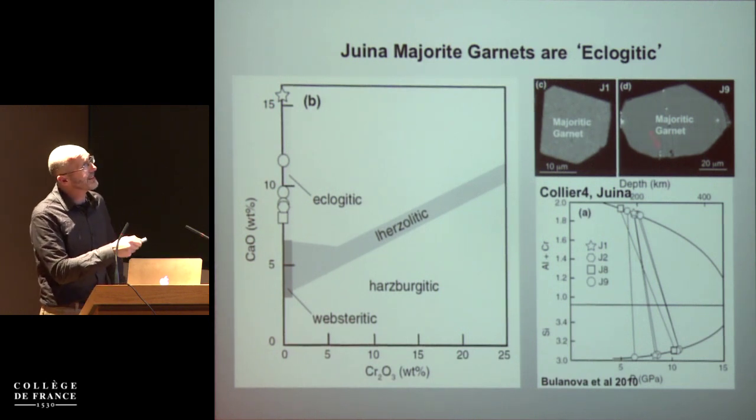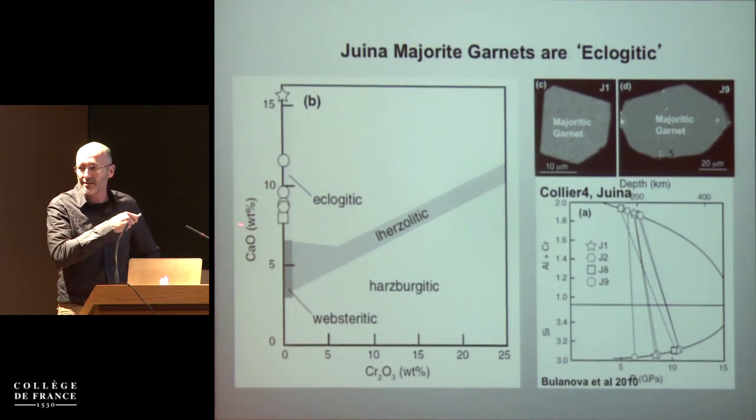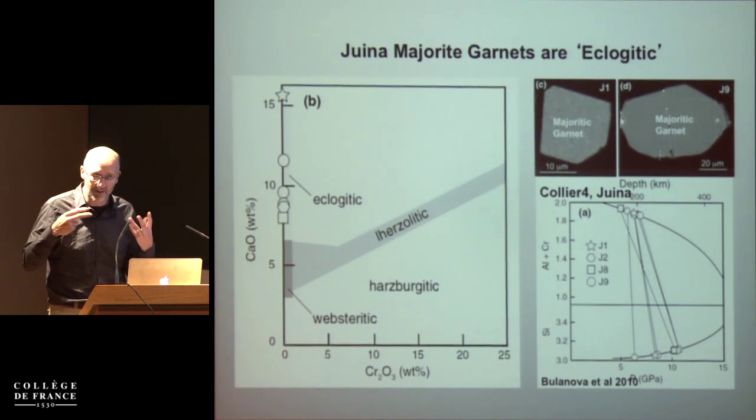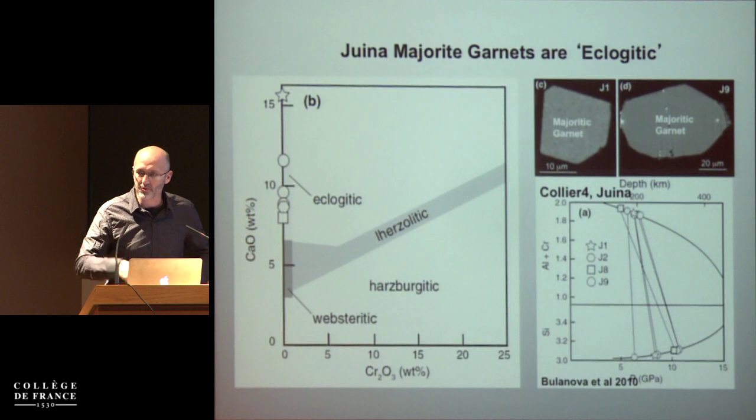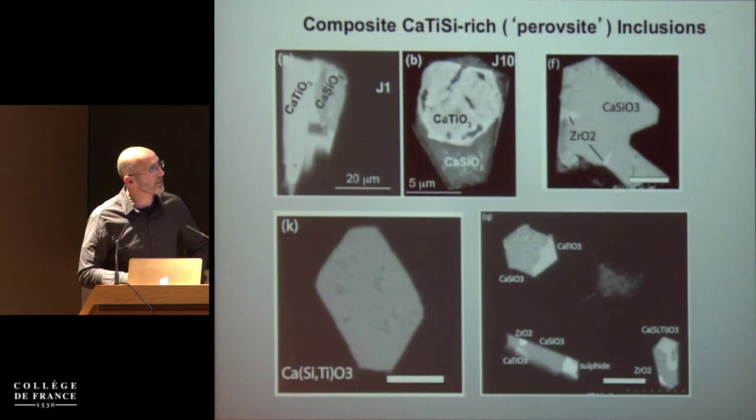These are also eclogitic in composition. These are not peridotite type garnets. They have very high calcium contents and are virtually devoid of chromium. Okay, so these again formed in some sort of recycled component, which is very important in their formation.